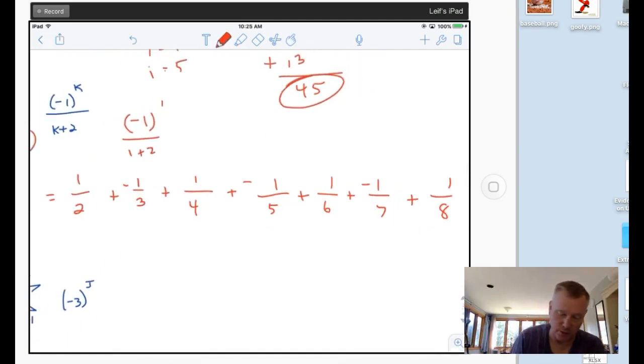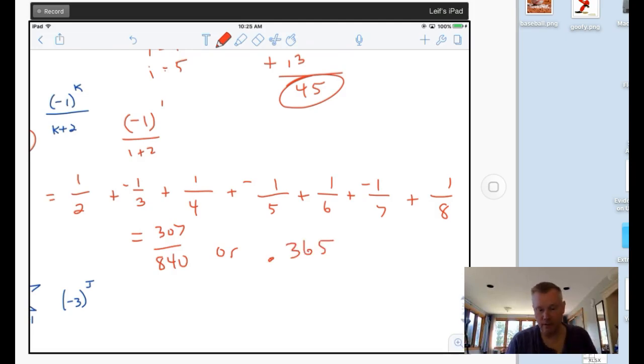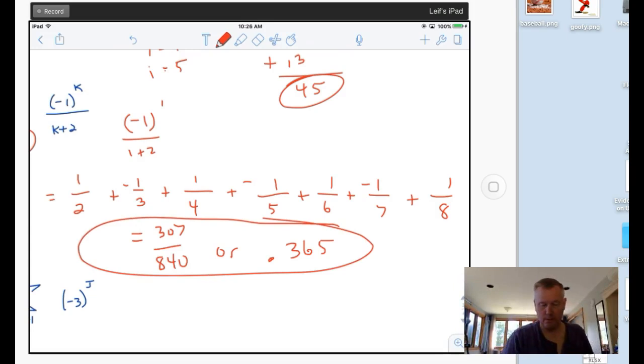Now there's two ways you could do it. You could do it with fractions, which if you do it out, you get 307 over 840, or probably the easier way is decimals, which is 0.365. Okay, and there's your answer.